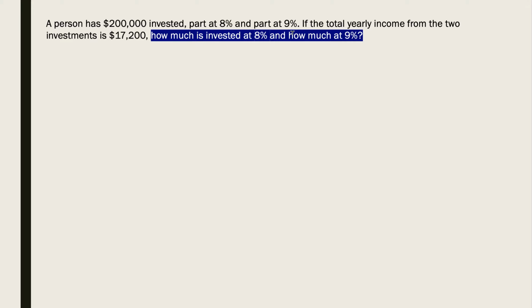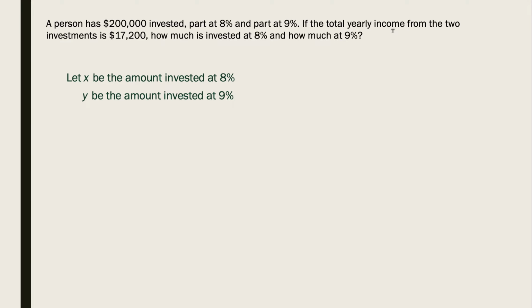So my question is how much is invested at 8% and how much at 9%? So just like before, I'm going to be very specific in my variables. X doesn't equal 8%. If anyone writes that on their paper, you will get points deducted because now you're telling me wrong information. X does not equal 8%. X is the amount that is invested at 8%. Y is the amount invested at 9%.